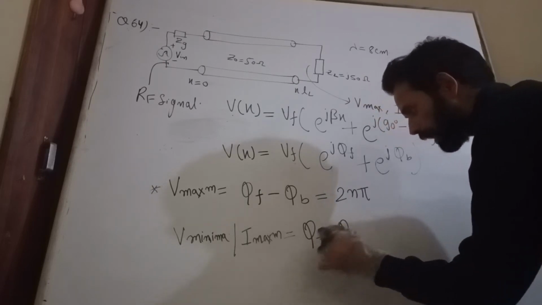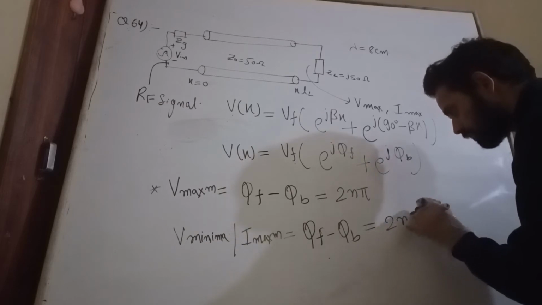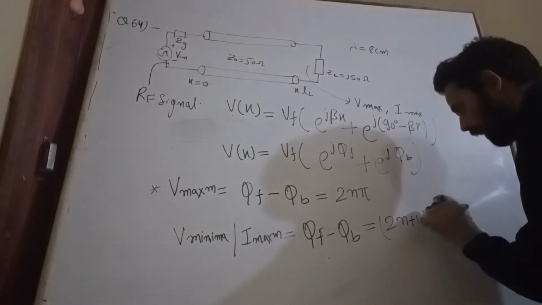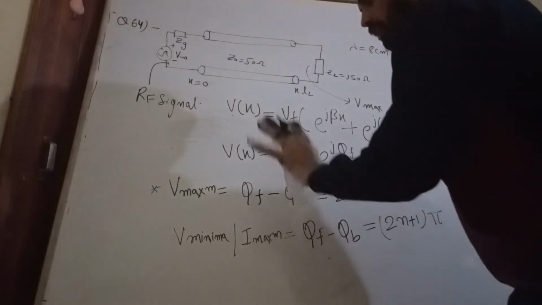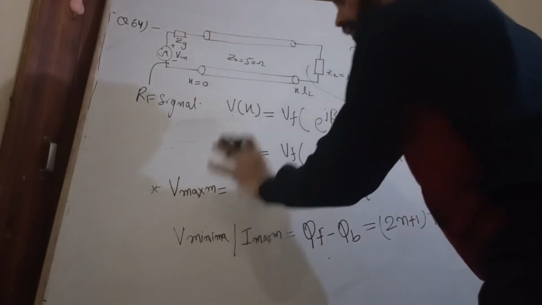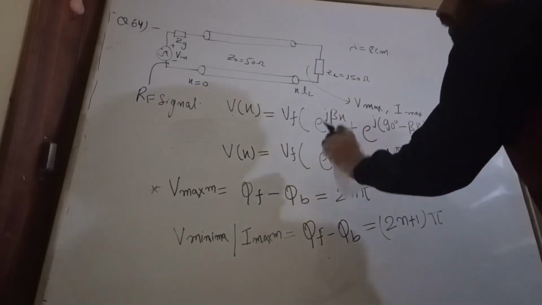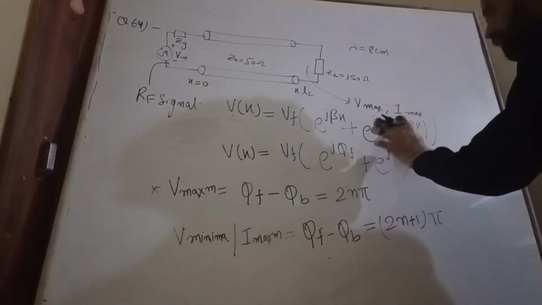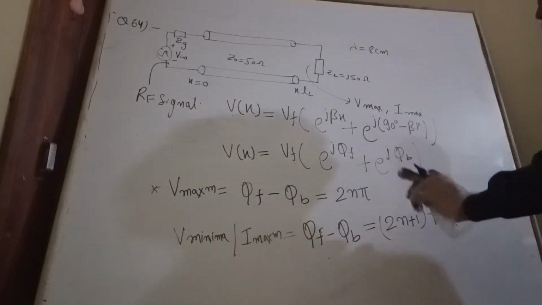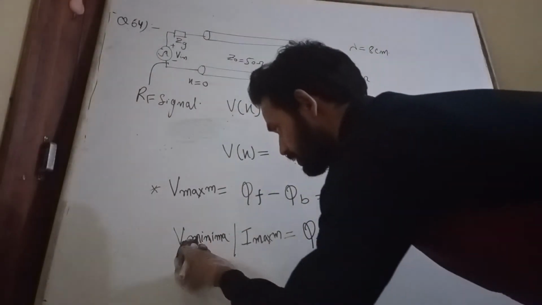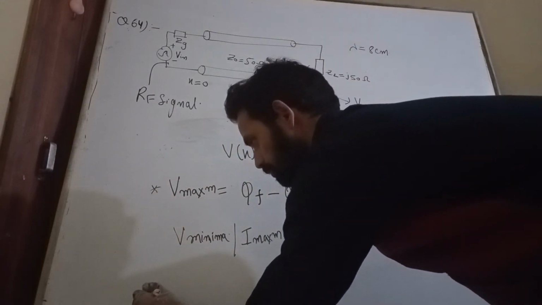Forward minus backward is equal to out of phase, which means (2n+1)π. So this is the condition for voltage minima. Voltage minima occur when both waves are out of phase. Out of phase means the phase difference must be equal to (2n+1)π. Now see here, voltage maxima.